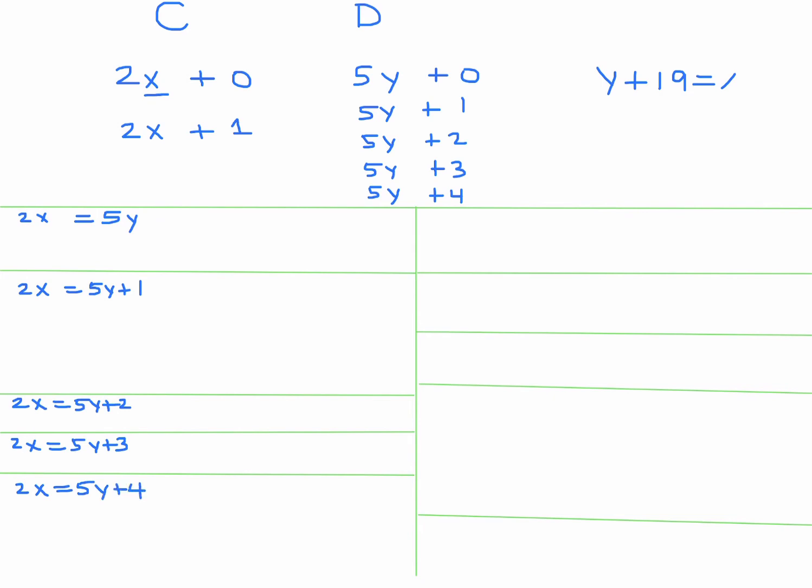And then we also have to talk about all the 2x plus 1 scenarios. 2x plus 1 can equal either 5y. 2x plus 1 can equal 5y plus 1. 2x plus 1 is equal to 5y plus 2. And 2x plus 1 is equal to 5y plus 3. And 2x plus 1 equal to 5y plus 4.